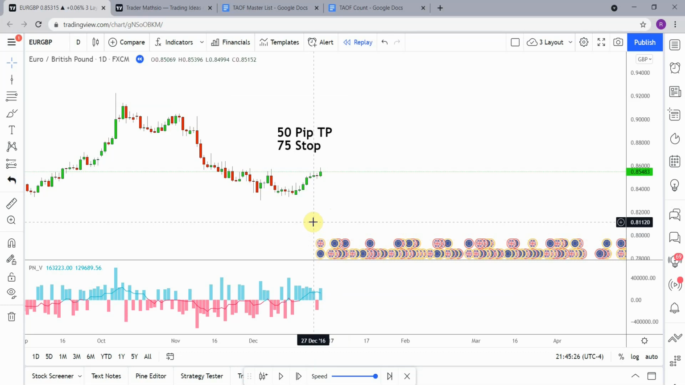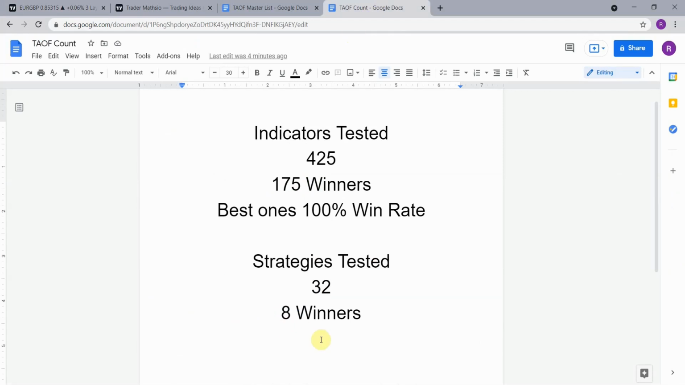Alright, as I said, today we will be testing the positive, negative volume plus histogram. Before we do though, I wanted to put the testing scoreboard up for everyone to see. To date, we have tested a total of 32 different strategies, with 8 of them being winners. We have also tested a total of 425 indicators, with 175 winners. The best ones so far were able to achieve a 100% win rate. Now you need to go back and watch those videos to understand the context of how they were able to achieve that. So go back and watch those videos and see what you can do with those indicators.